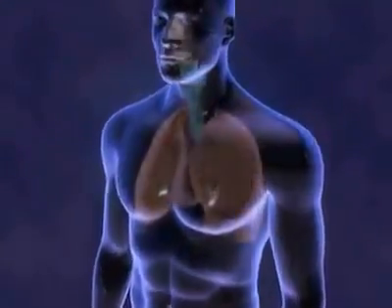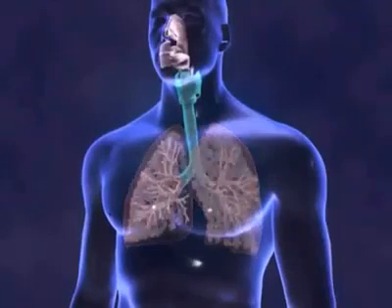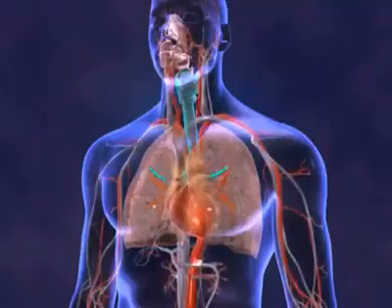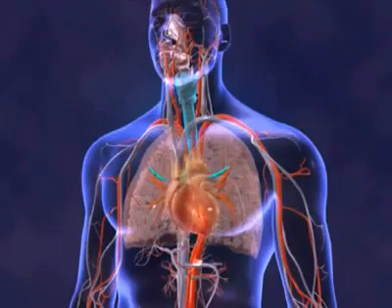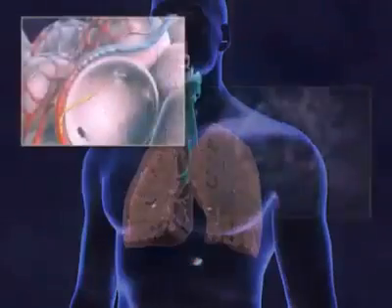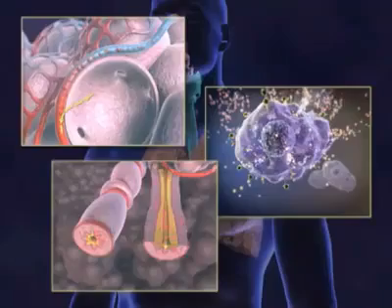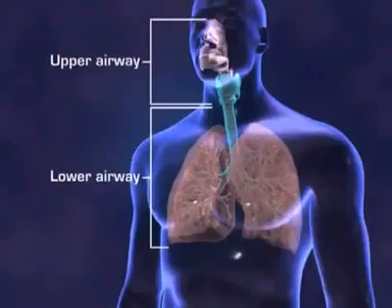The respiratory system is composed of the airway passages, the lungs, and the associated blood vessels. The purpose of the respiratory system is to provide for oxygen and carbon dioxide exchange between air and blood. Respiration consists of 3 distinct processes.